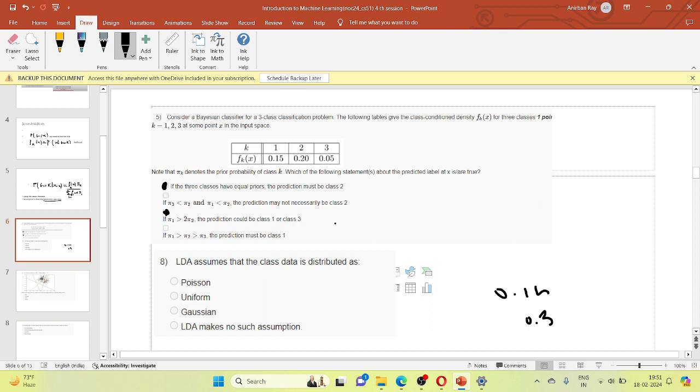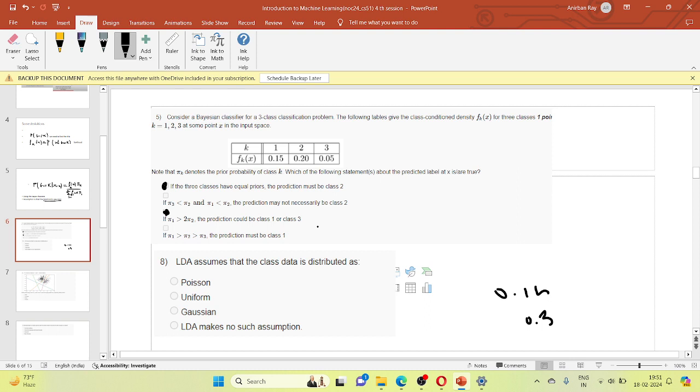And if pi 1 is greater than pi 2, greater than pi 3, then the prediction must be class 1? Nothing like that, the ratios have to be known. But the last option which you checked: if pi 1 is greater than 2 pi 2, the prediction will definitely be class 1 only, no? Not class 3, because class 3's f(x) is very small, only 0.05.